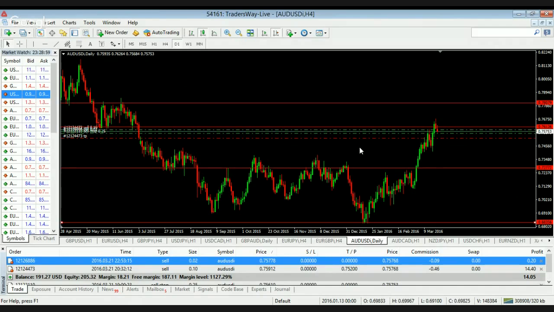You wait for market price to get around them. You don't jump the gun. You see what it does, whether it's going to do a breakout or it's going to reverse off of them, and then you enter your trade, and that's how you execute.